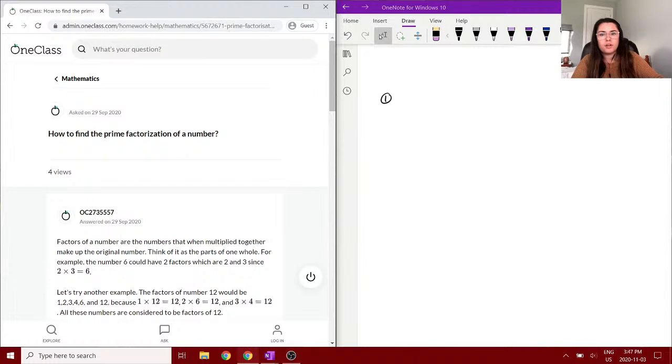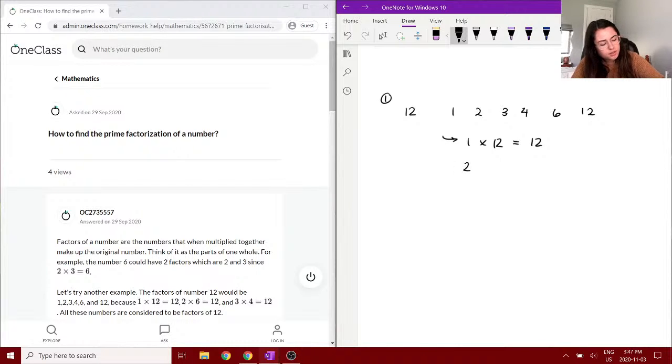We also have another example: 12 has the factors of 1, 2, 3, 4, 6, and 12. We can show that 1 times 12 equals 12, so that's why 1 and 12 are factors. 2 times 6 is equal to 12, that's why 2 and 6 are factors. And 3 times 4 is equal to 12, and that's why 4 and 3 are factors of 12.